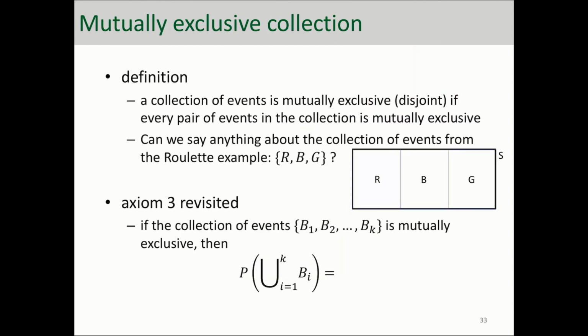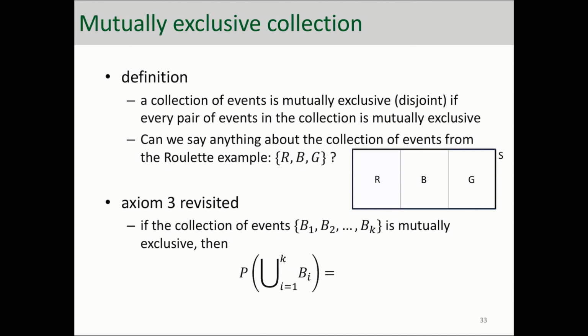Now, for when we have a mutually exclusive collection of events. Let's say we have 10 different events that are mutually exclusive, which means they don't have any intersection area. For example, in the roulette wheel example, red, black, and green is a set of mutually exclusive events. They don't have any intersections. There is no outcome that is both red and black or both green and black or anything like that. So they form a set of mutually exclusive events.